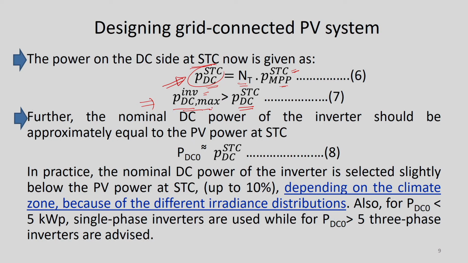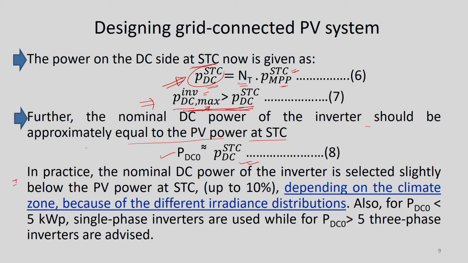DC max. So, there are some ratings of inverter, and we must know the ratings of the inverter. That will dictate how to match this energy. We will discuss in the coming slides. Further, the nominal DC power of the inverter should be approximately equal to the PV power at STC. This is also one condition. So, PDC at nominal power is equivalent to PDC STC. This is also one condition that has to be met, right.